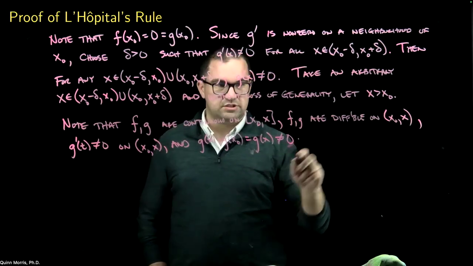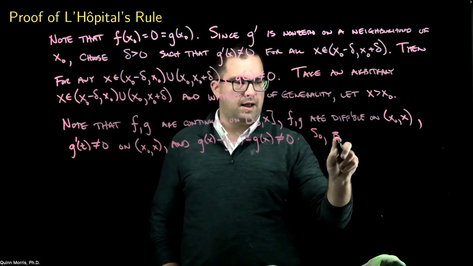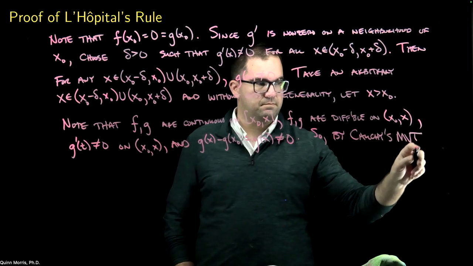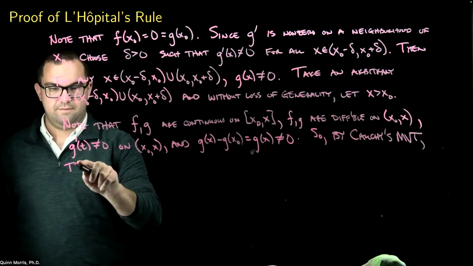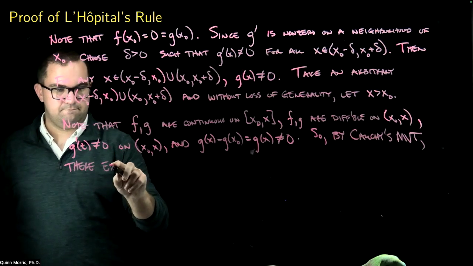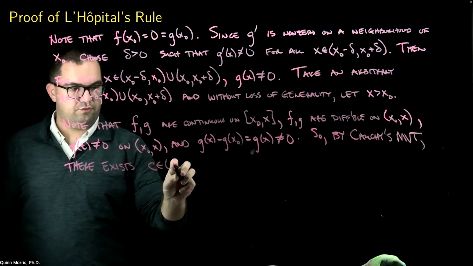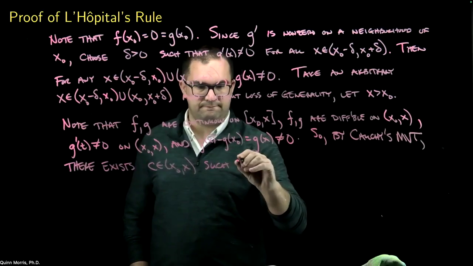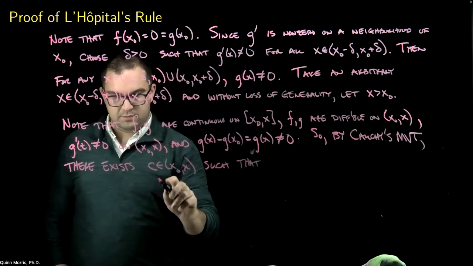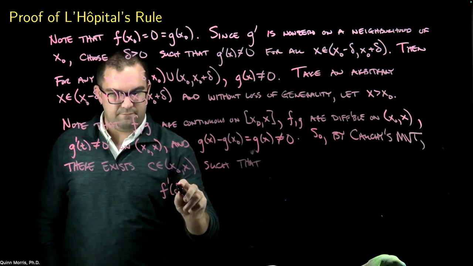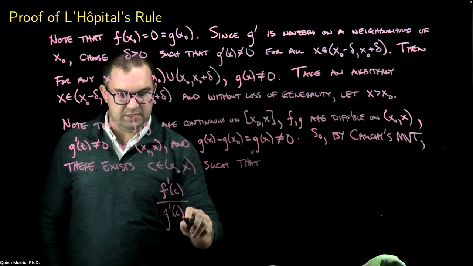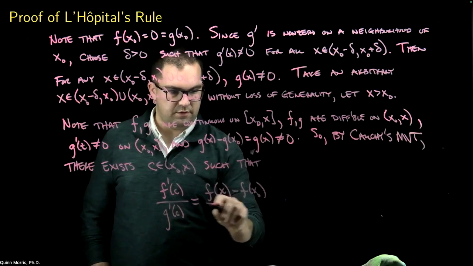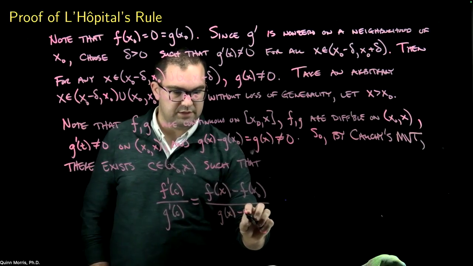Okay. So all those hypotheses, not just of Cauchy's mean value theorem, but of the special version at the bottom, apply. And so by Cauchy's mean value theorem, there exists a c in the interval from x naught up to x such that f prime of c over g prime of c is equal to f of x minus f of x naught over g of x minus g of x naught.